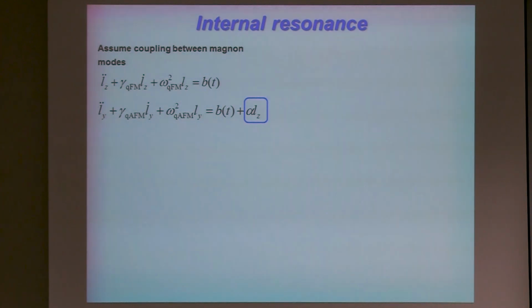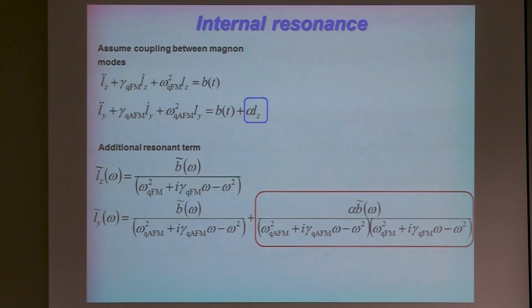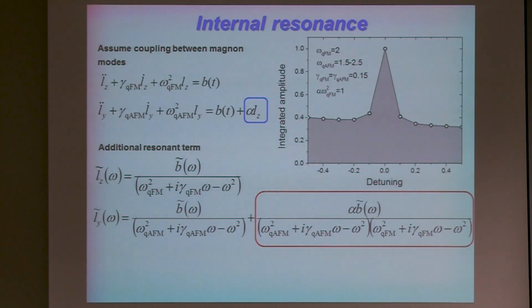So then we can find a response in the frequency domain, and in addition to the standard Lorentzian terms, there will be an additional contribution, which peaks when the frequencies of the modes become equal to each other. For some indicative parameters, I can also find the integrated response as a function of detuning between these frequencies. And again, you see it peaks as the frequencies of these partial oscillators become equal to each other. So it seems that there must be some coupling between the magnons in our experiment.